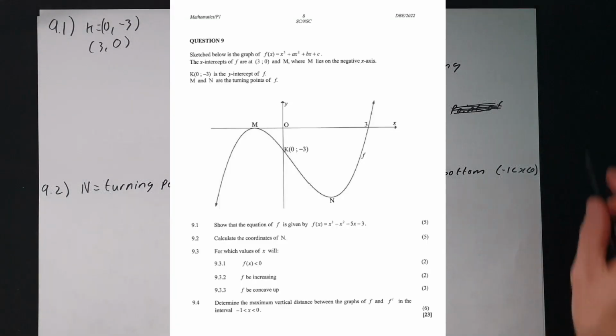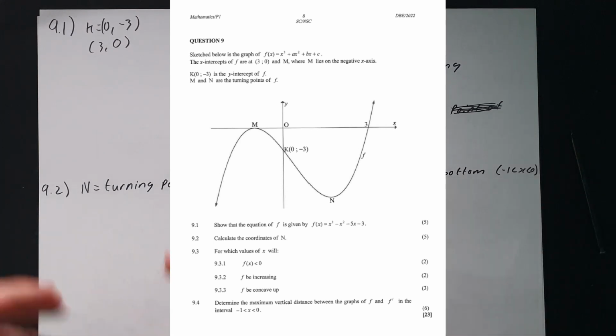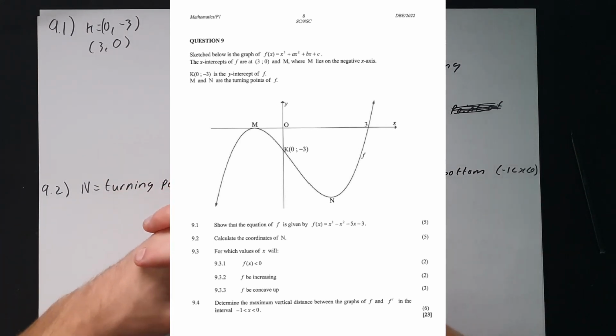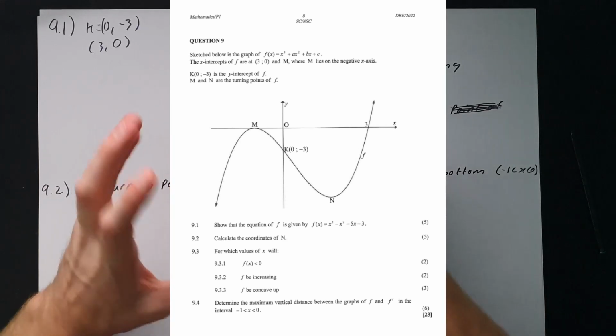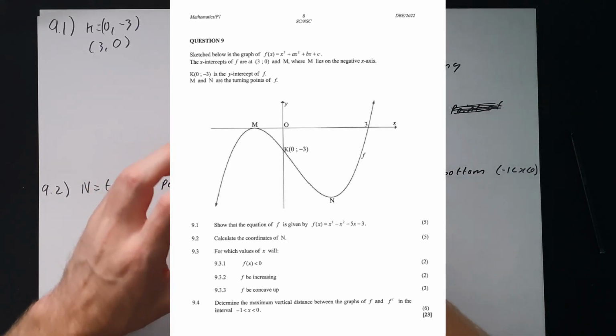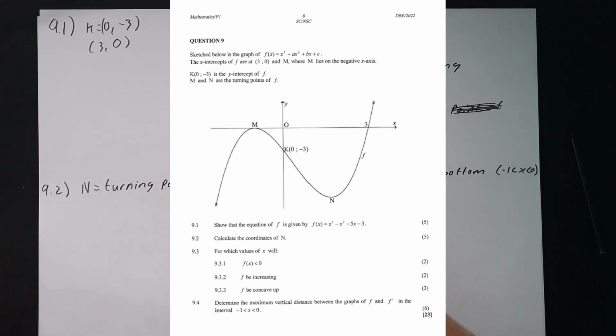Okay, let's have a look at question 9. Question 9 is the next calculus question in the paper. It's got to do with cubic functions, and it's going to test concavity and your ability to use derivatives.